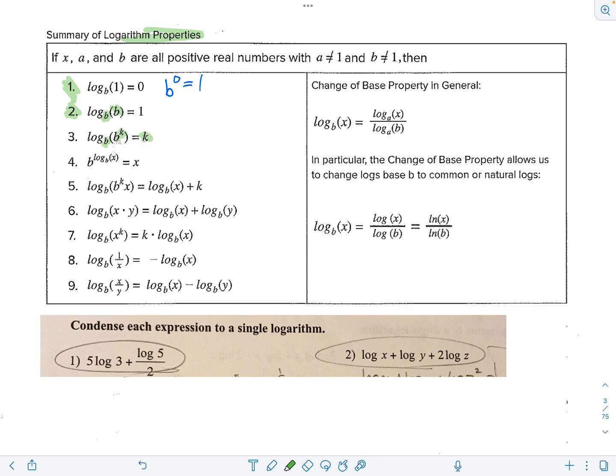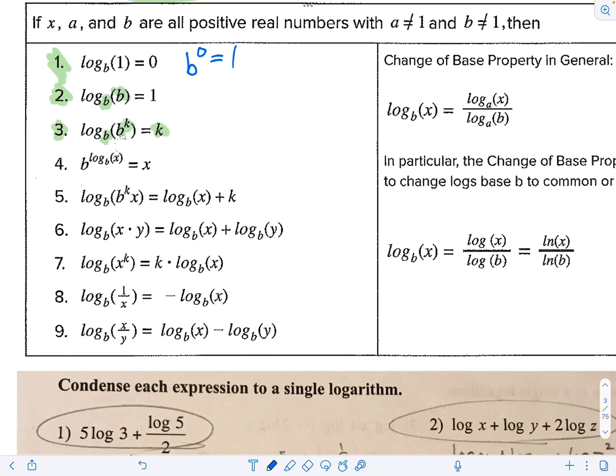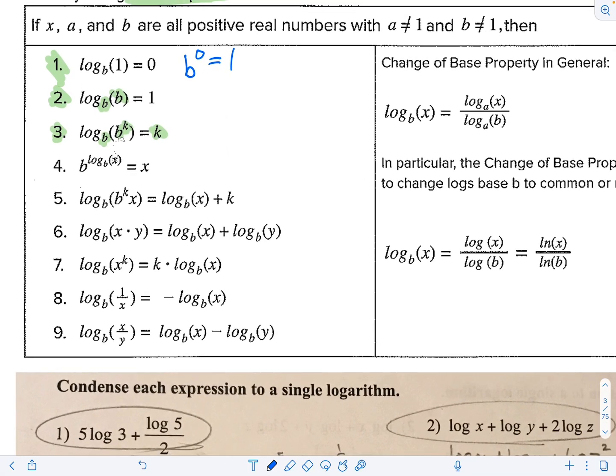Answer is k. Okay, now this fourth one, I'm not exactly sure what the property of it is, but I would call it the inverse property because this one it's a b raised to a log power. So because exponentiation and logarithms are inverses of each other, this really cancels out the functions, and what's left is just what we call the argument, x.